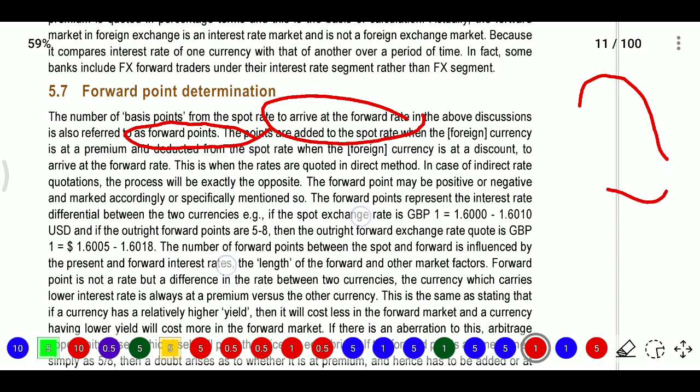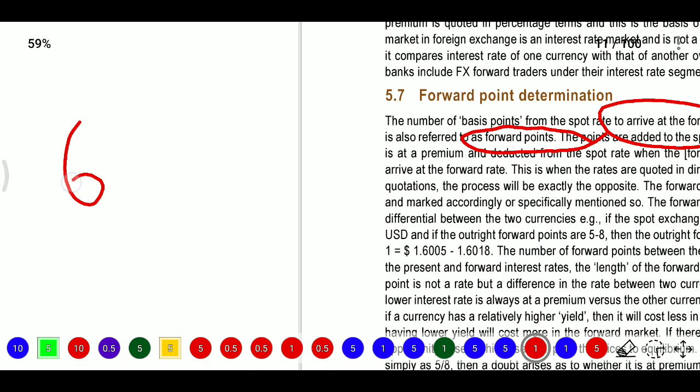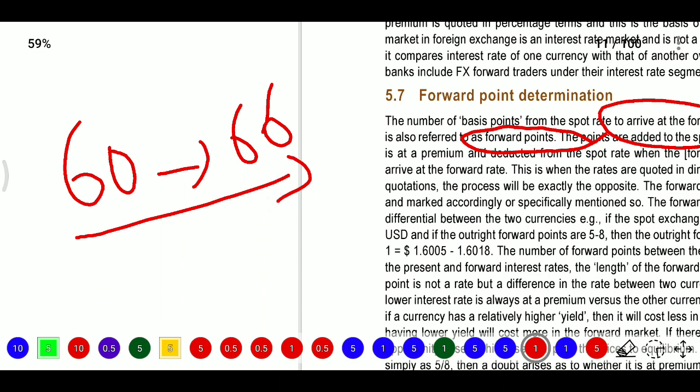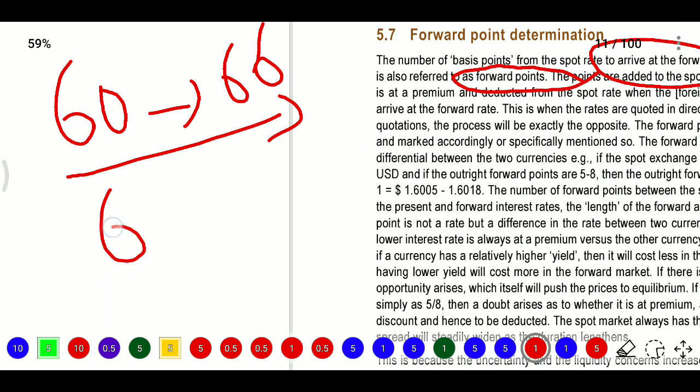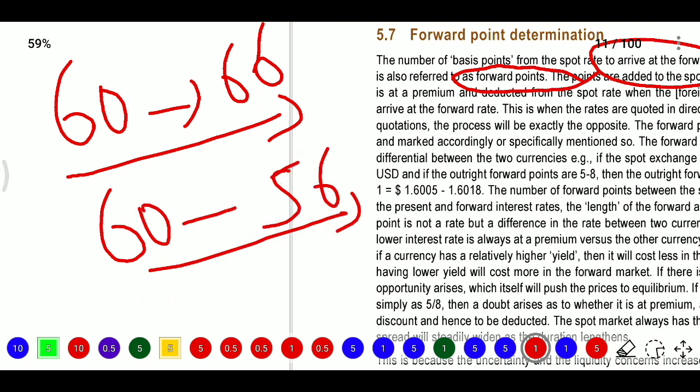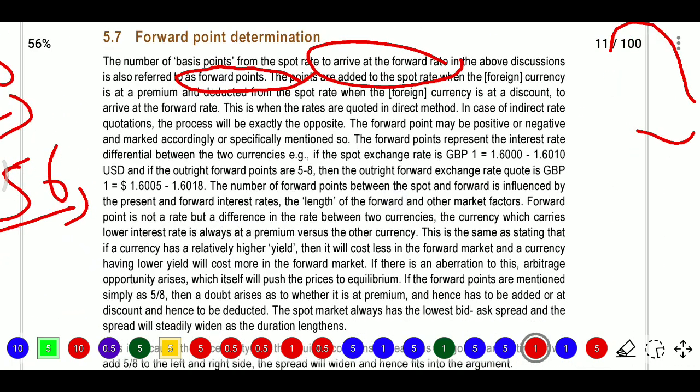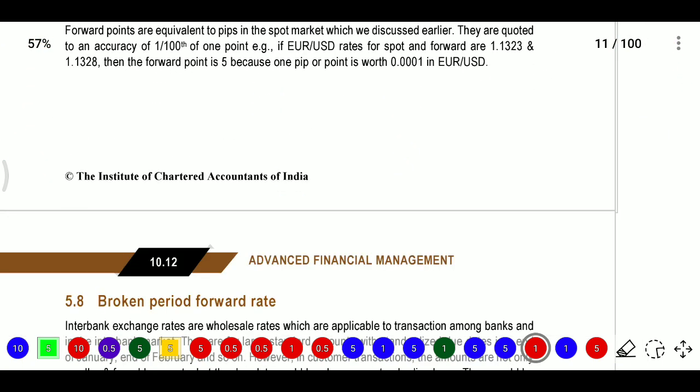For example, if in the question they have provided 60 to 66, it is an increasing trend, means it is premium, we need to add the basis points. If in the question they have provided 60 to 56, it is a decreasing trend, means it is discount, so we need to deduct the basis points. That is the main difference they provide here. After this forward point we need to know about the broken period forward rate.